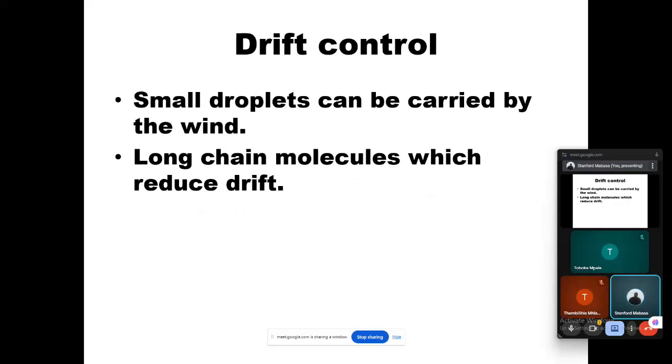Drift control. When you are applying some pesticides, there's a chance of your droplets being carried by the wind in a drift, especially small droplets. In order to reduce this effect, you need long chain molecules which can reduce drift. So there are some materials which can be mixed with your pesticide to reduce drift.